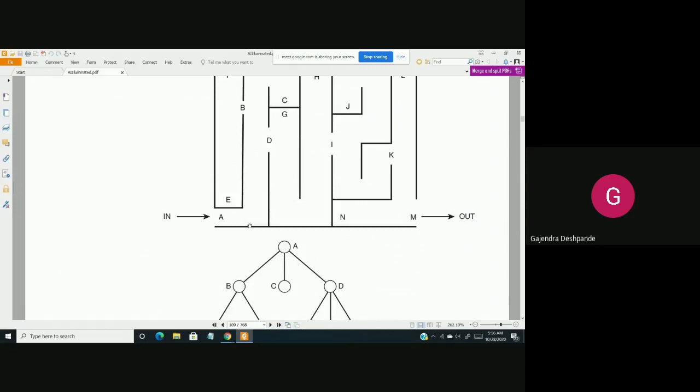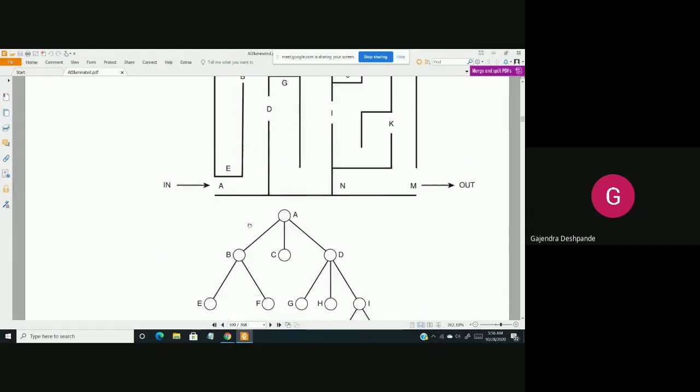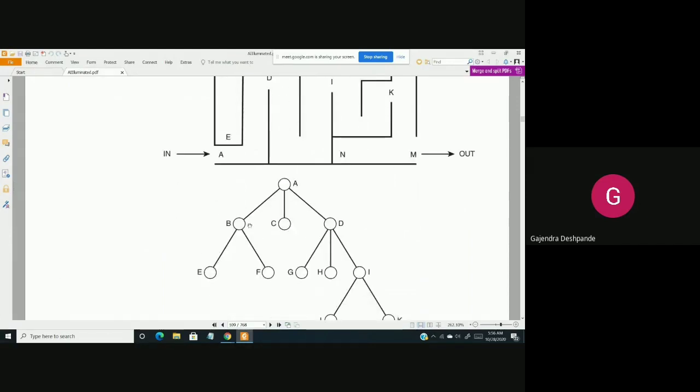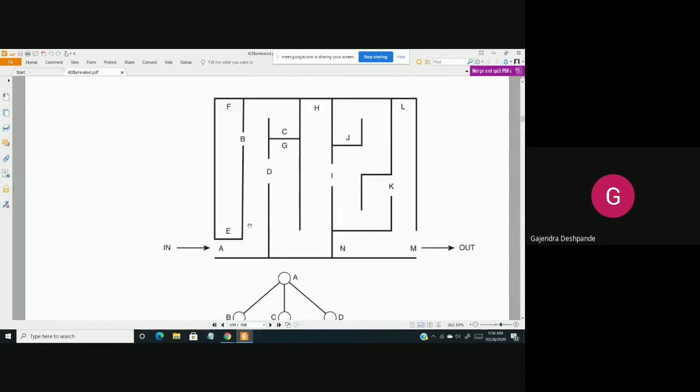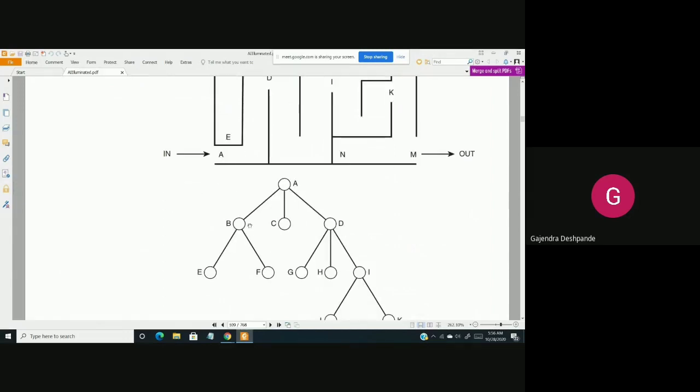Then when you visit node D, there are again three possibilities. Either you can visit G, H, or I. So add G, H, and I as the children of node D. Now again, H and G don't have any further paths to explore, so stop there.